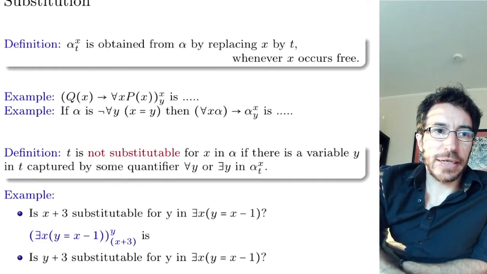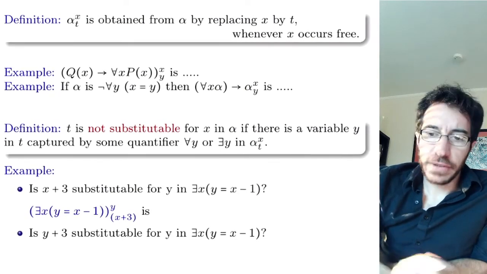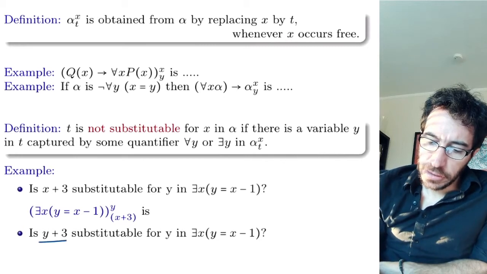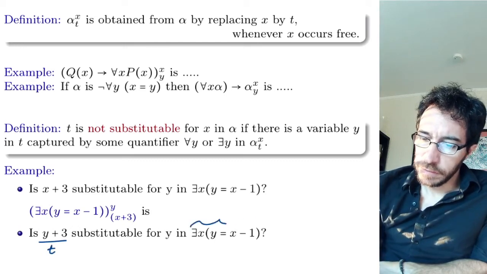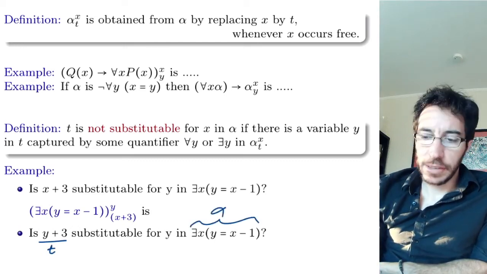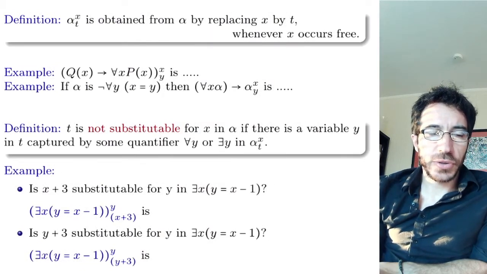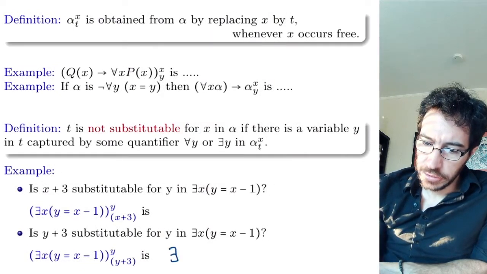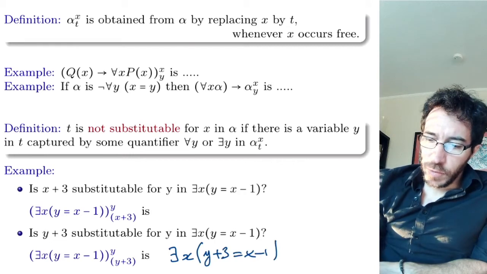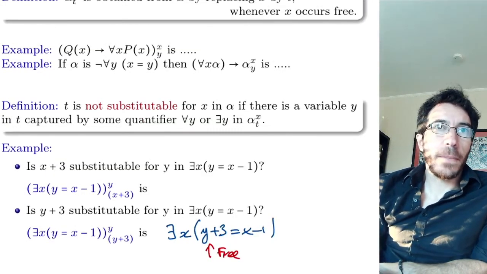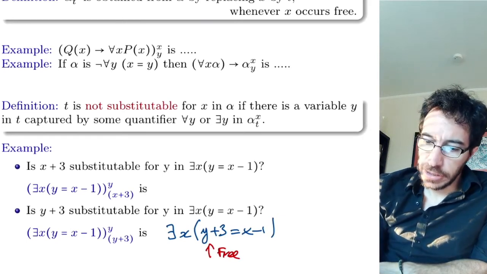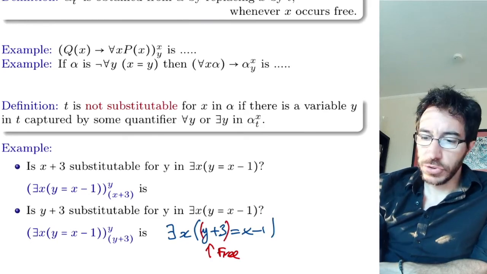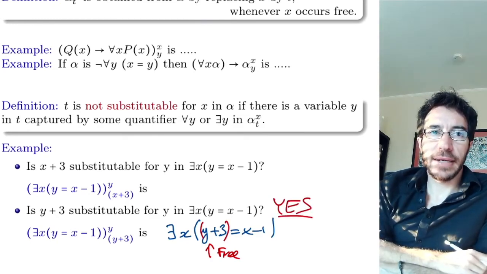Let's look at this case. It looks a bit weird, but we're going to substitute this t that contains y for y in alpha, the same alpha. Let's see what we get. So first let's do the substitution. If you substitute that term for y, you get there exists an x such that y plus 3 equals x minus 1. And now this one stays free. So there is no issue here, right? No variable inside our t becomes captured. So yes, that one is substitutable and we are fine.